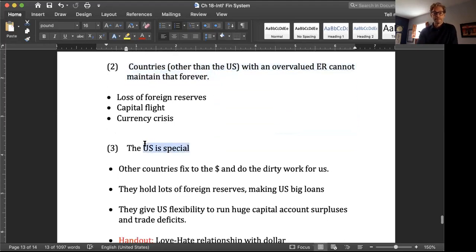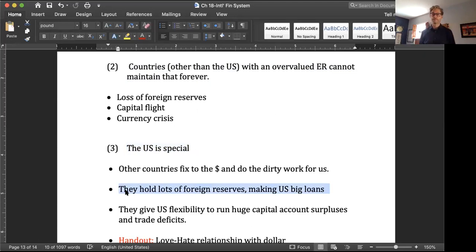The final implication that I want to talk about today is just that the US is special, right? Whenever you talk about the US dollar in the international financial system, you have to recognize that the US is unusual. Other countries fix to the dollar and do the dirty work for us. While the US floats, while the Fed spends very little time managing the value of the US dollar, other countries spend all their time managing the US dollar. And that's a huge amount of work and a lot less flexibility for them, but it's a lot more flexibility for us. Other countries hold trillions of dollars of US foreign reserves, essentially making big loans to the US.